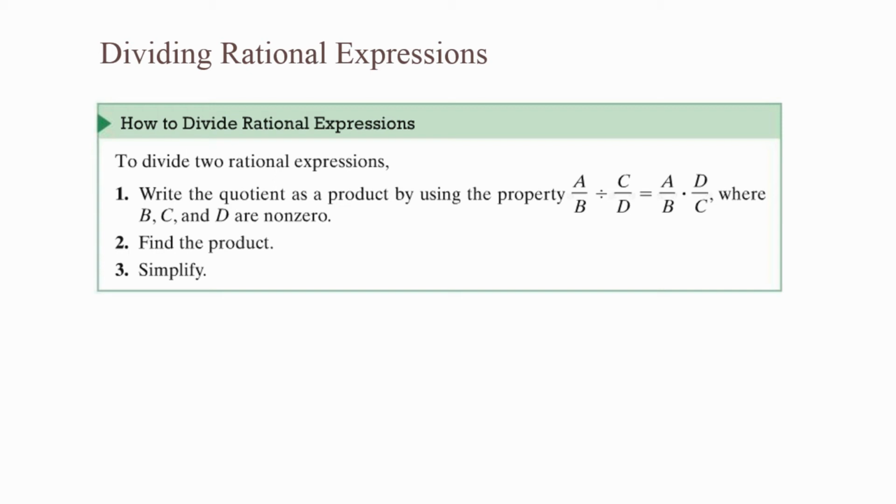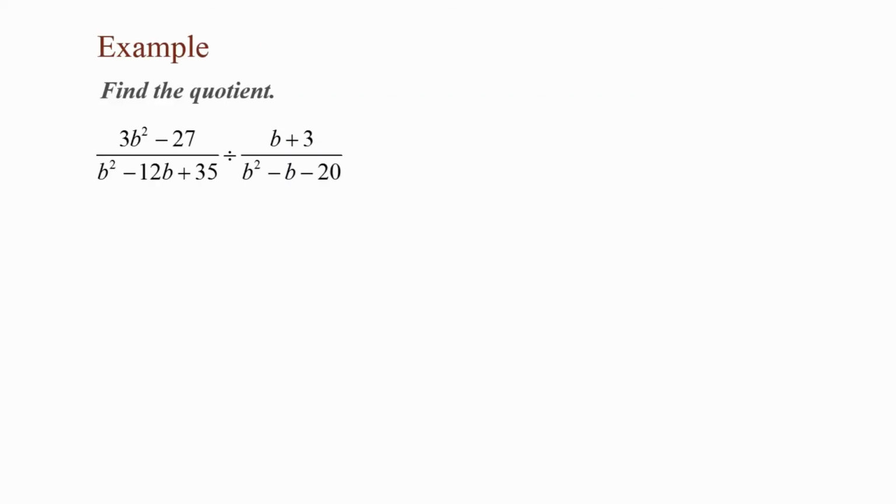To divide two rational expressions, first, write the quotient as a product using the property a over b divided by c over d equals a over b times d over c, where b, c, and d are non-zero. Second, find the product. Third, simplify. In this example, find the quotient.